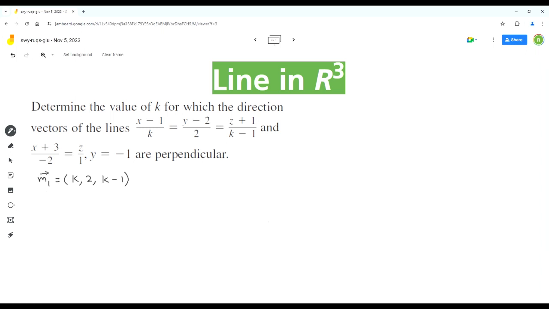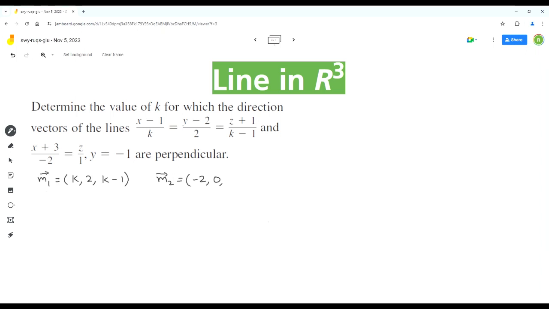Now we can find the direction vector of the second line. The x component is -2 because that's the denominator in the x part of the equation. The y part of the equation is not in symmetric form. It's in parametric form, and that's because the y component of the direction vector is 0.